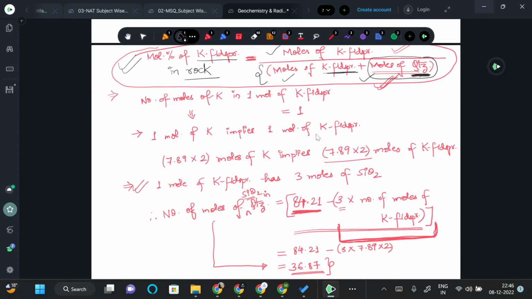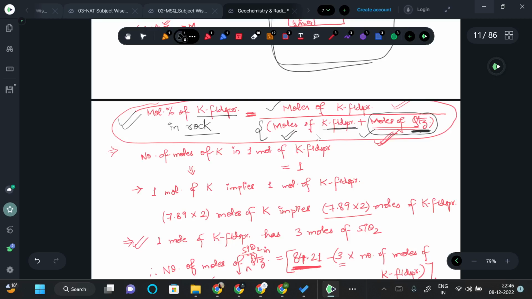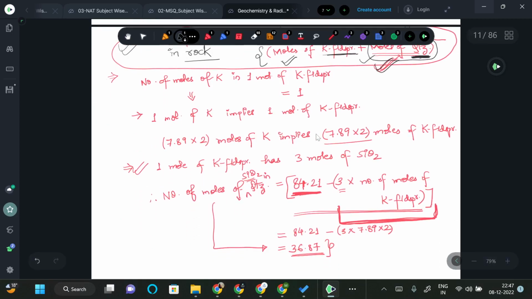Then step by step we try to calculate the denominator basically. What is the number of moles of K feldspar in this rock? What is the number of moles of unconsumed quartz in this rock? If we get these two values, we will get the answer: the mole percentage of K feldspar in the whole rock. So we get to that step by step. Now the number of moles of K in 1 mole of K feldspar is 1. If we talk about 1 mole of K feldspar, it has 1 mole of K, 1 mole of Al, 3 moles of Si, 8 moles of oxygen.